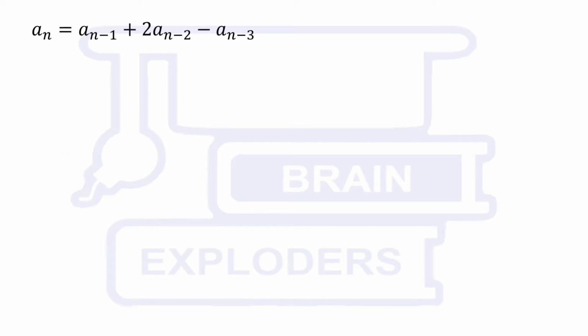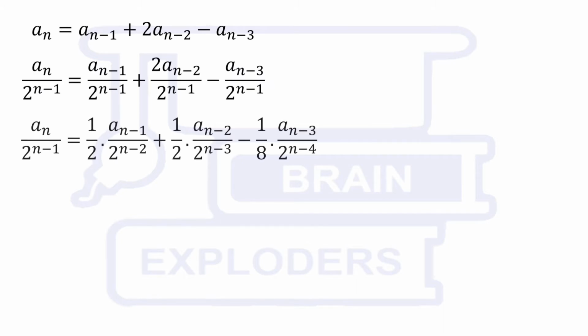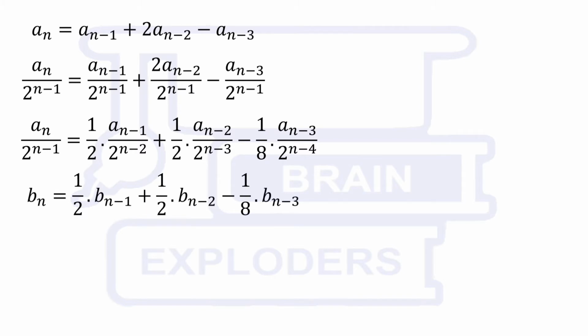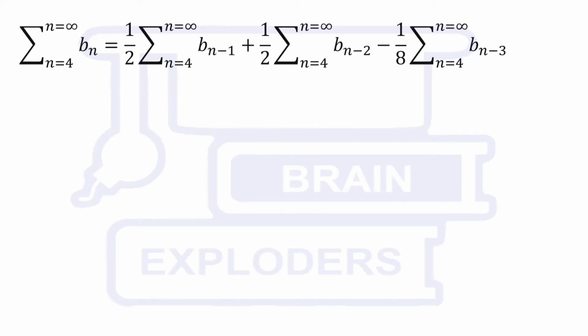Now start with the given relation. Divide both sides by 2 to the power n minus 1. Replace the terms of given sequence with the terms of our new sequence using the assumed relation. Apply summation both sides from n equals to 4 to infinity. We started from 4 because n minus 3 must be greater than or equal to 1.